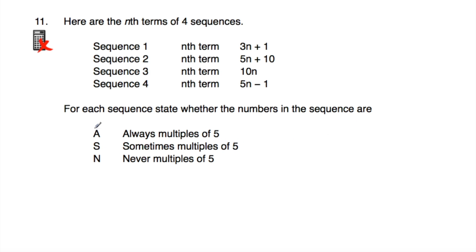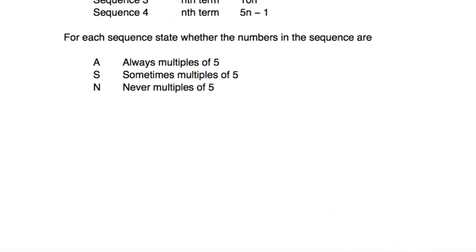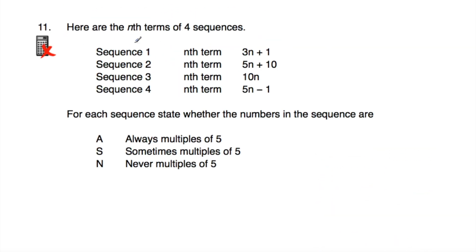So we need to say if it's A, which means always multiples of 5, so all the terms are multiples of 5, S, which means the terms of the sequence are sometimes multiples of 5, and N, never multiples of 5. And then we can write our answers down here. So let's look at these one at a time. So let's start off with sequence 1. In terms of sequence 1, it's 3n plus 1.